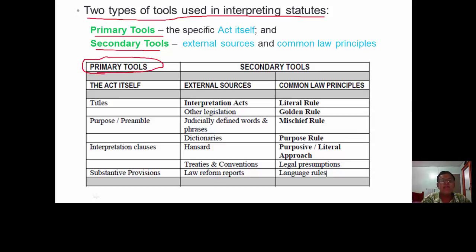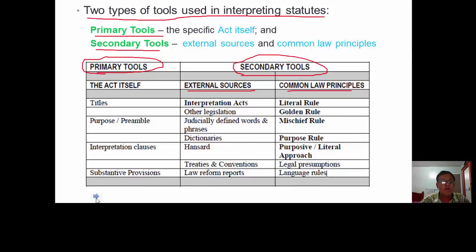On the other hand, moving on to the secondary tools, there are two secondary tools: external sources and common law principles. Under external sources you can see interpretation acts, other legislation, judicially defined legislation, dictionary, Hansard, treaties and conventions, law reform reports, etc. And under common law principles, literal rule, golden rule, mischief rule, purposive approach, and so forth.